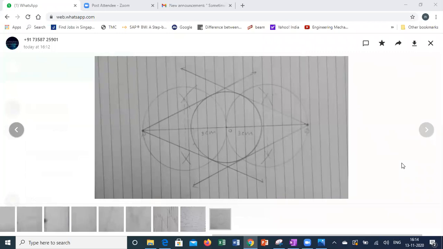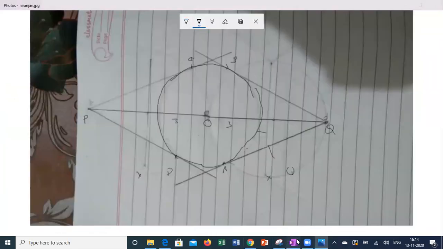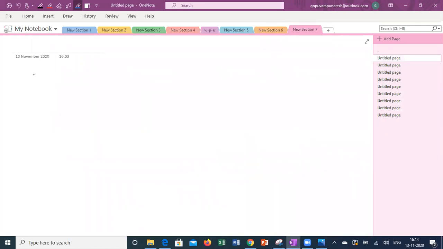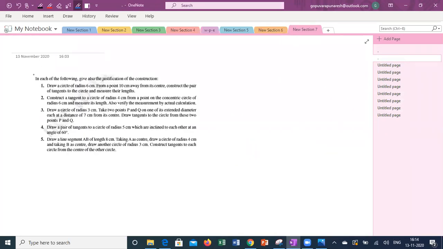The people who completed, go for the second question. Sandhya and Niranjan, start the second question. The question, please. Second question: Construct a tangent to a circle of radius 4 centimeter from a point on the concentric circle of radius 6 centimeter and measure its length. Also verify the measurement by actual calculations. I will explain. You try to draw the construction part.